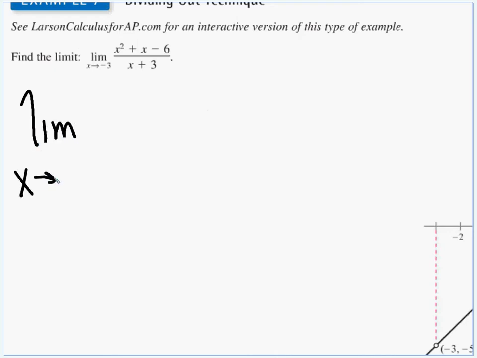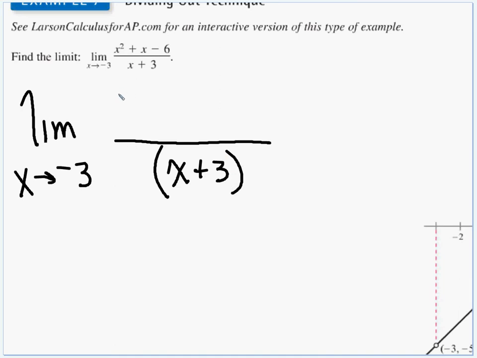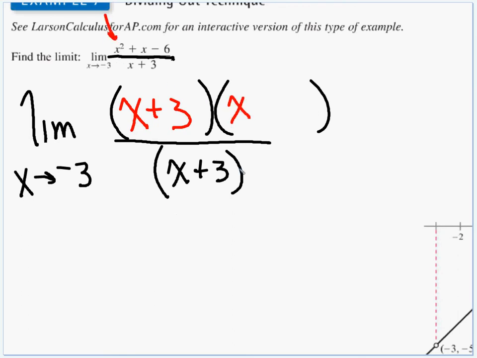And the good thing about this, for it to work, they have to give us a clue. If I look at my denominator, x plus 3 is the factor. So I'm going to assume if I can evaluate this limit, when I factor my numerator, one of the factors is hopefully going to be x plus 3. Well, how would I multiply and get x squared? This would have to be an x. What do I multiply to get the negative 6? That would have to be a minus 2 at the end.